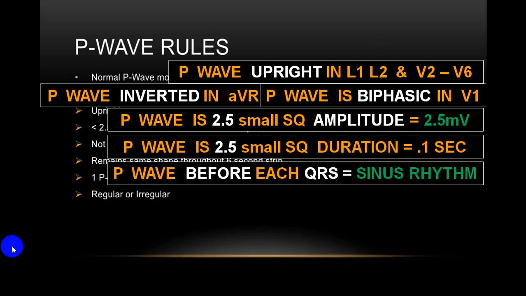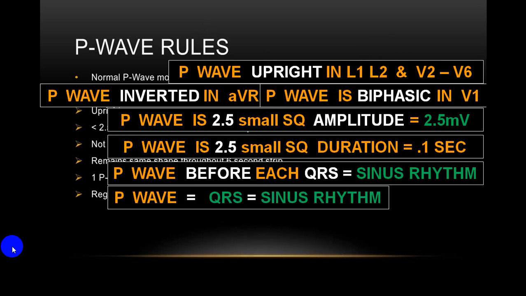A P wave will be there before each QRS complex, and if a P wave is present before each QRS complex, it is called sinus rhythm. P waves are always equal in number to QRS complexes in sinus rhythm. If P waves are more or fewer than QRS complexes, then it is not sinus rhythm; that is some other abnormal rhythm.